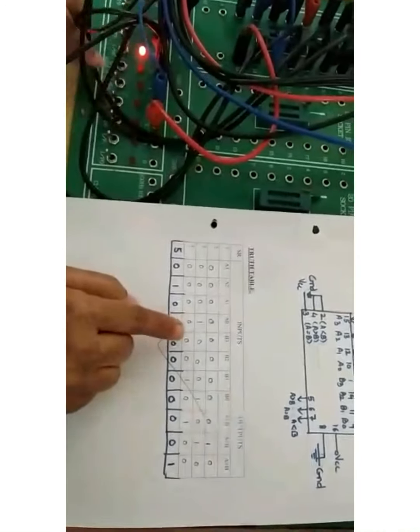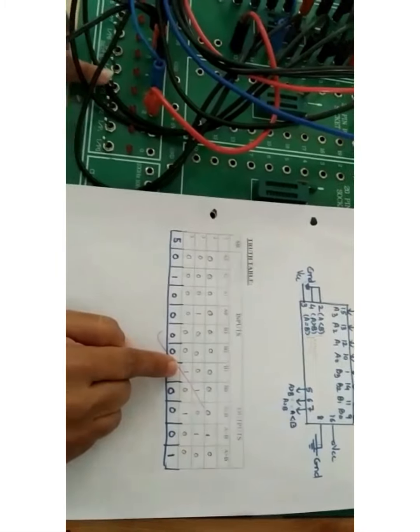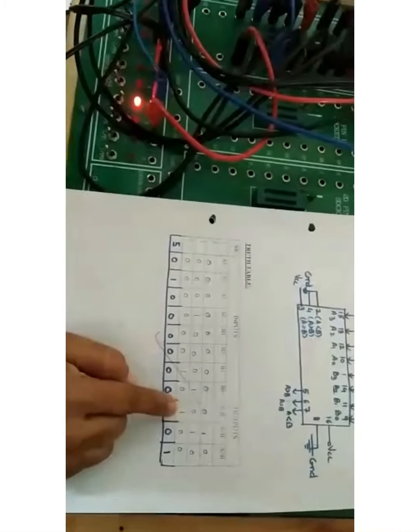Next, the input where only B1 is 1. This is your B1 pin. I am making it high. So you are getting here A.